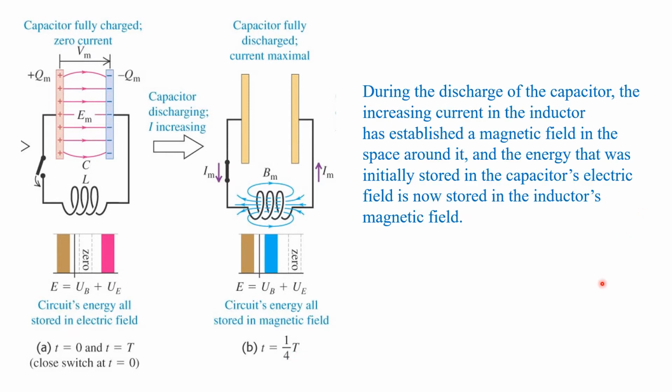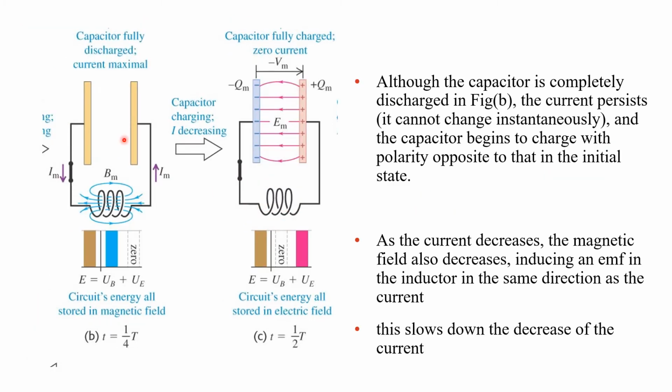During the discharge of the capacitor, the increasing current in the inductor has established a magnetic field in the space around it. The energy that was initially stored in the capacitor is now stored in the inductor's magnetic field. This is the image that we were left with in the previous slide, wherein your capacitor fully discharges and the circuit's energy is now all stored in the magnetic field.